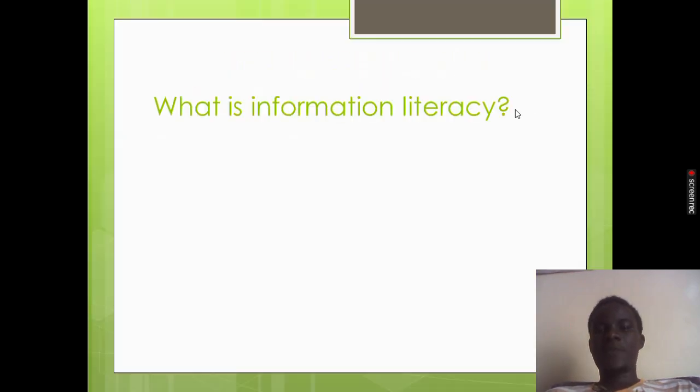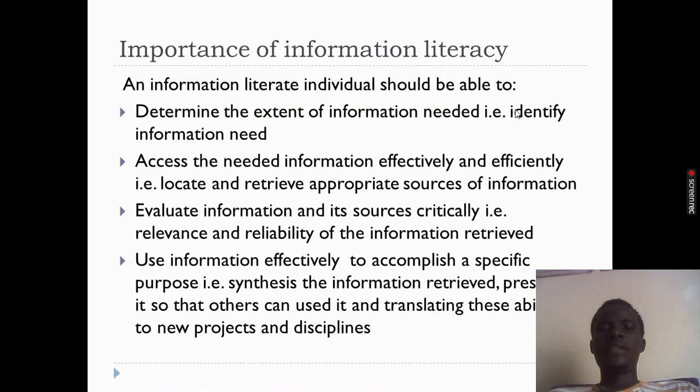As I've said, what is information literacy? Information literacy is the skill of finding, evaluating, and using the information you have gathered effectively to solve your need. So now we'll come to the big question: why do I really need to study information literacy after all? The importance of information literacy.